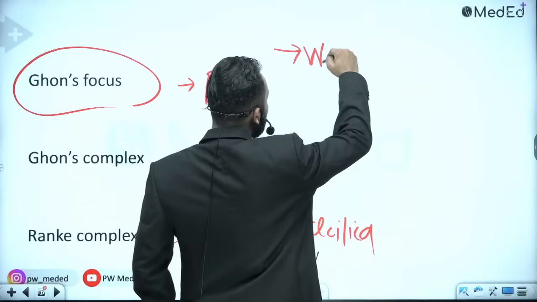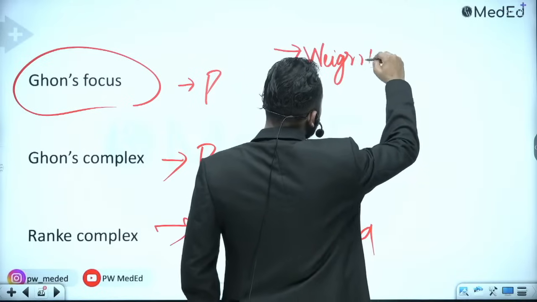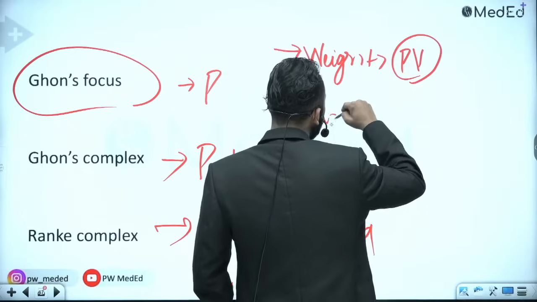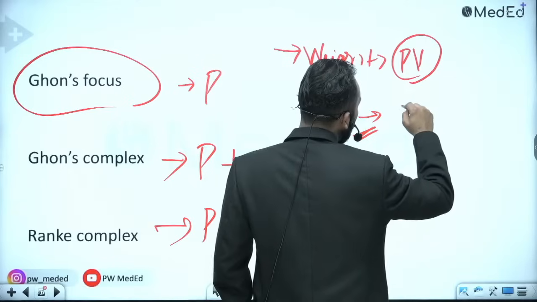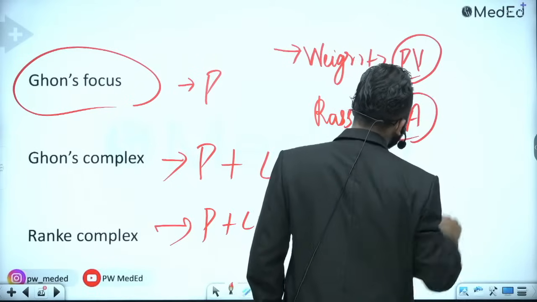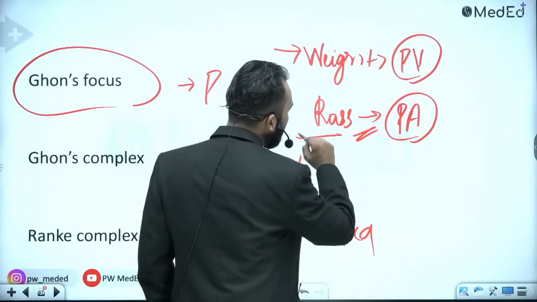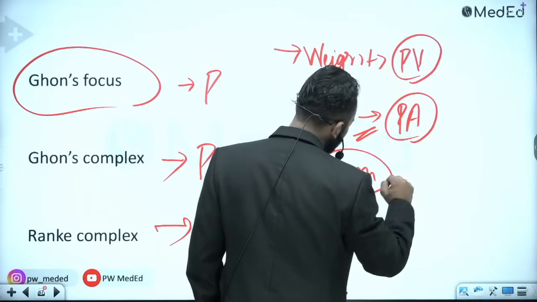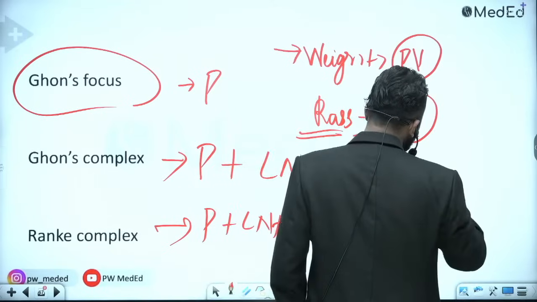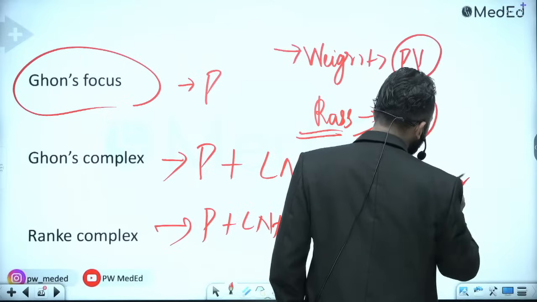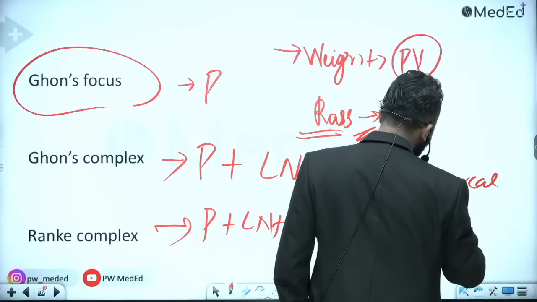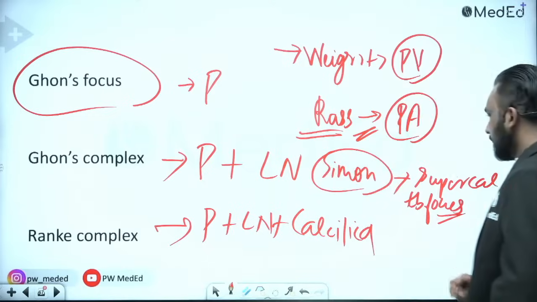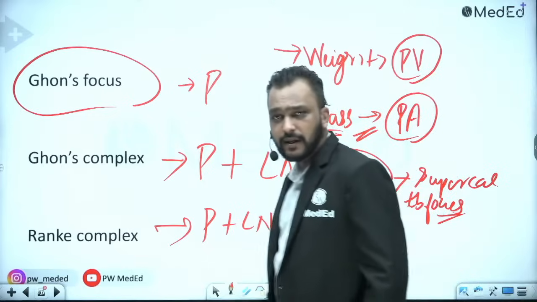And what is Weigert's focus? Weigert's focus is any tubercular lesion involving your pulmonary vein. Rasmussen aneurysm is any tubercular cavity involving your pulmonary artery resulting in aneurysm of the pulmonary artery, that is your Rasmussen aneurysm. Then you should know Simon's focus. It is a supraclavicular tubercular focus, right? So these are a few eponyms you should be aware of.